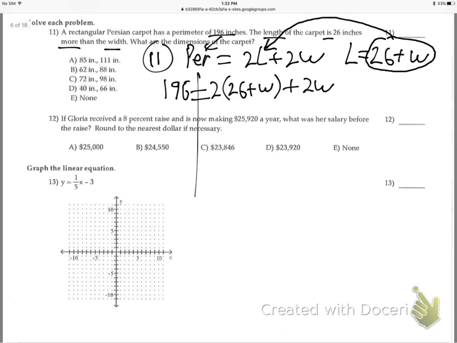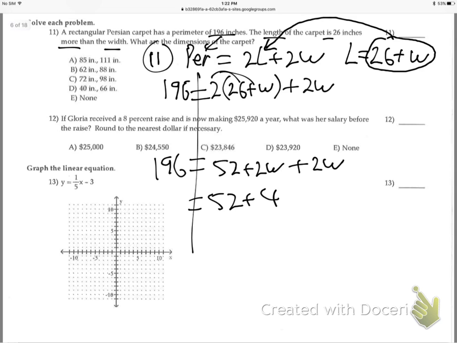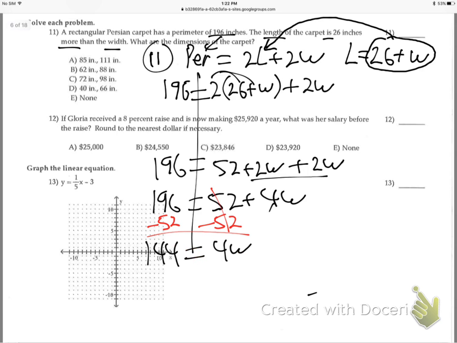Good. Here we go. Distribute. It's going to be 52 plus 2W plus the other 2W. Add those together. Is that 4W, these guys? It's 196. How do you solve for W? Subtract 52. Boom. We get 144 is 4W. Last step to get W alone, divide by 4. 72, 36. So the width is 36.